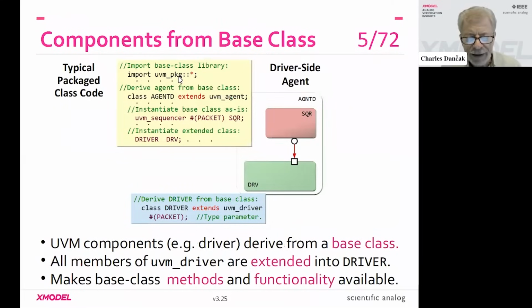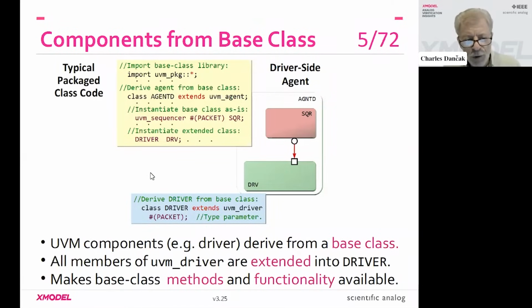This package gives you access to the base classes, a huge volume of code, and we do a wildcard import to bring them in to any source code file where they're needed. And we use the SystemVerilog keyword extends so that we can derive our own customized class from one of the base classes, such as UVM agent. So that's the basic idea.